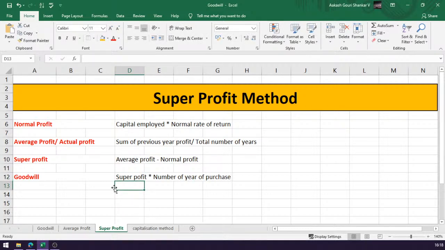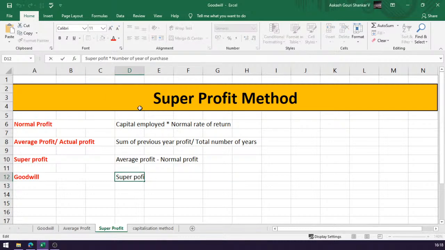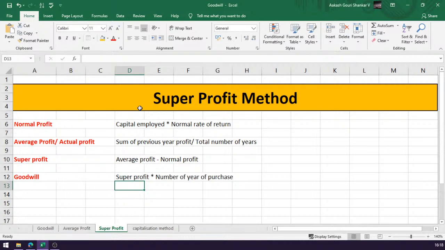Number of years of purchase. Super profit into number of years of purchase. So in calculating the goodwill in the super profit method, we need to do four steps. First, we need to find the normal profit. After finding the normal profit, we need to find the average profit, and after that we need to find the super profit, which is nothing but average profit minus normal profit. The super profit into the number of years of purchase will give me the goodwill.